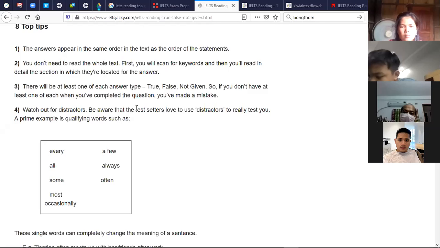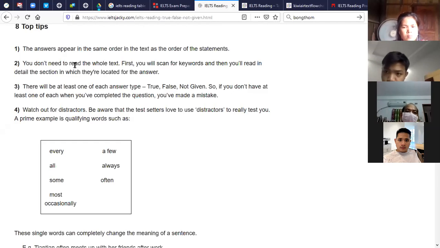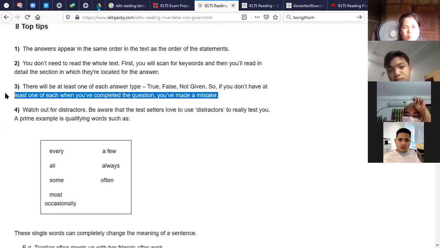All right, so here are some extra tips that you might apply in completing true, false, or not given questions as well. Number one, like we said, the questions are in order. Number two, in reading true, false, you don't need to read the whole text because it's in order already. What you need is to scan for keywords like Sroh and Nam said. You find the keyword and you go to the section that has the keyword.